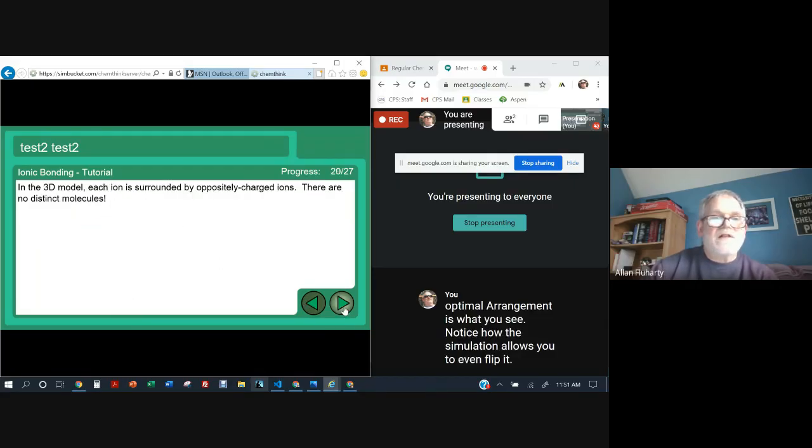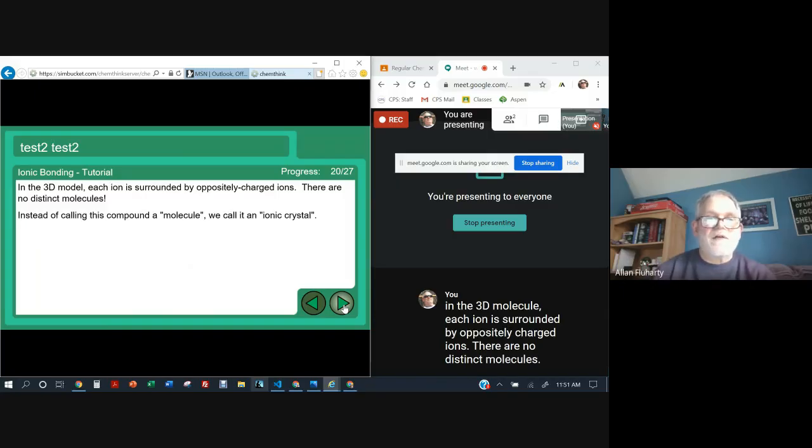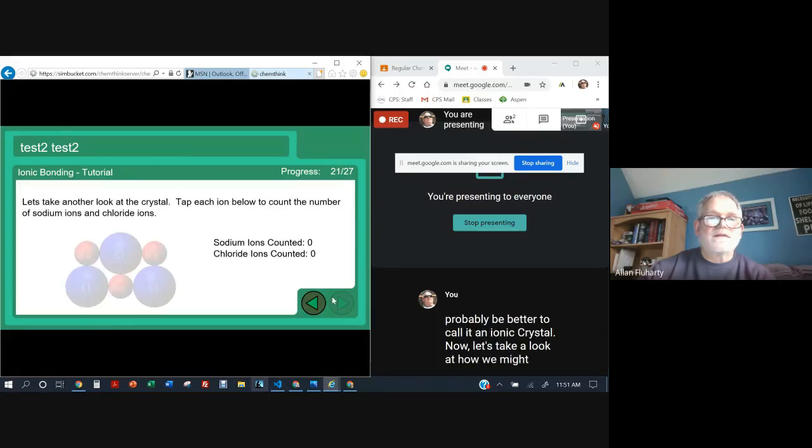Okay, in the 3D molecule, each ion is surrounded by oppositely charged ions. There are no distinct molecules. Instead of calling this compound a molecule, it'd probably be better to call it an ionic crystal. Now let's take a look at how we might write this formula.